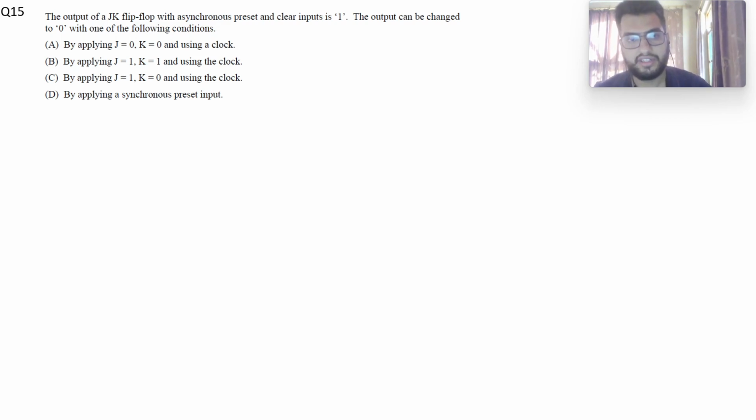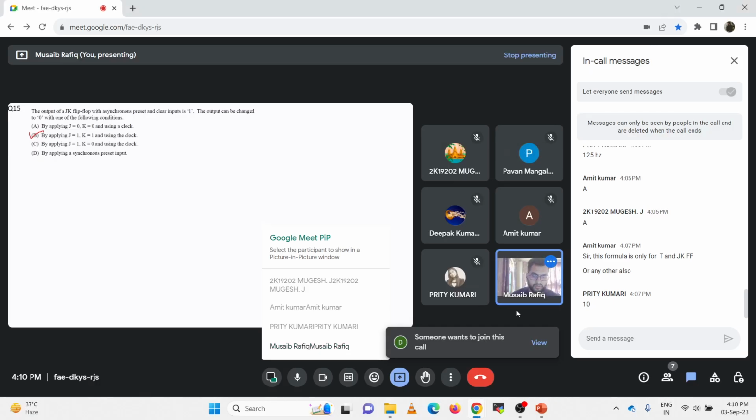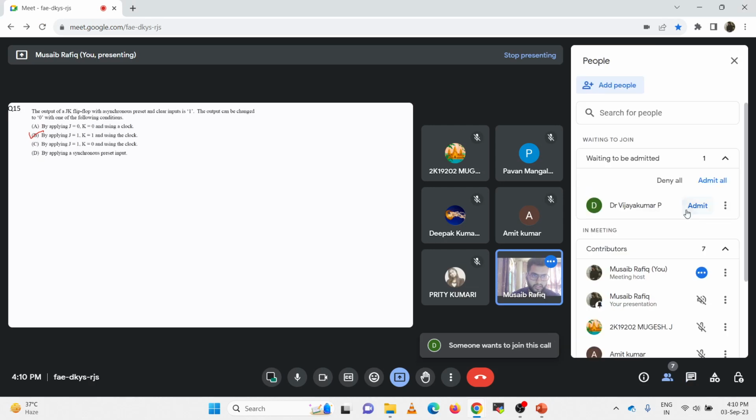So the only condition which will change the output is option B, which is J equal to 1 and K equal to 1, which is the toggling condition. It will change the output. So option B is the correct answer to this question. Any doubts?